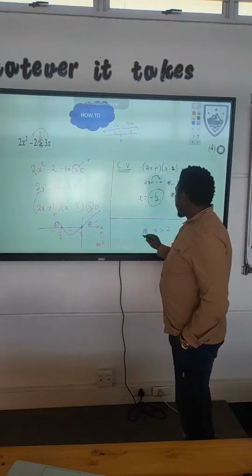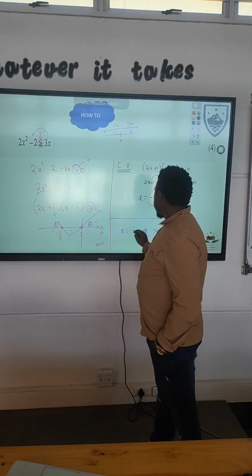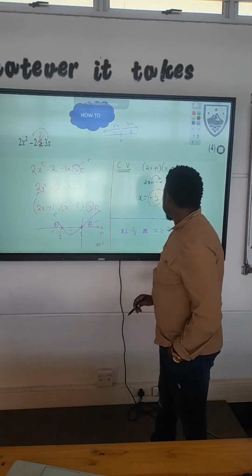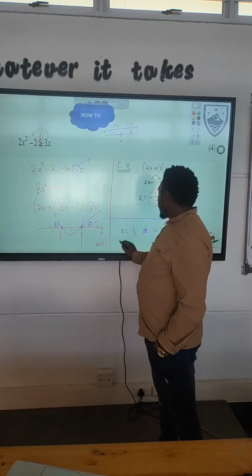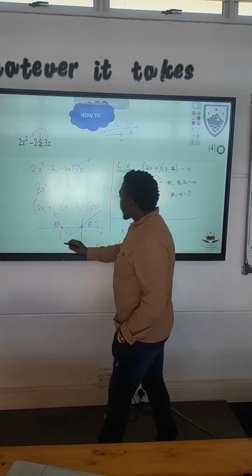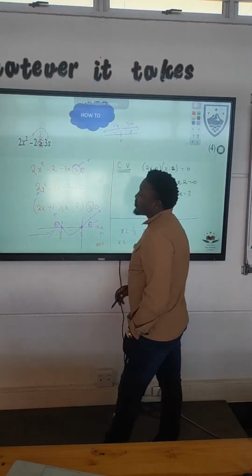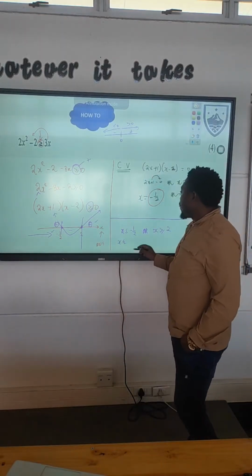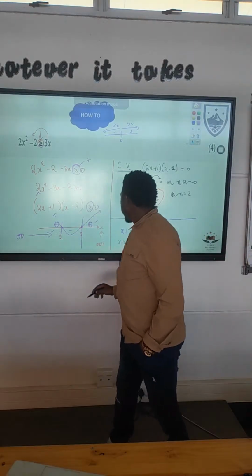Or your x must be less than negative half. Somebody can also say the same, notation-wise, because we are coming from this side. The solution will be coming from this side, because when we measure something, we measure from the left to the right. We can say where are we coming from? We are coming from negative infinity.